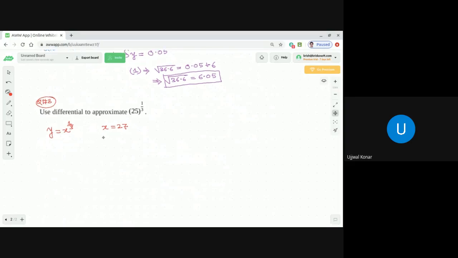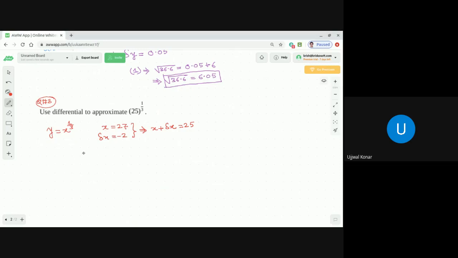So we choose delta x as minus 2. So now this implies x plus delta x is equal to 27 minus 2, that is equal to 25. Correct or not? Now what are we going to find, dear students? We are going to find delta y. Okay, so what is delta y? Let's find it out first.